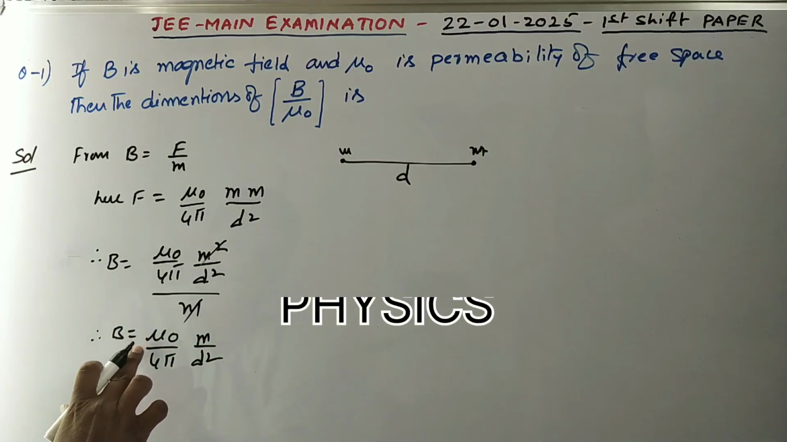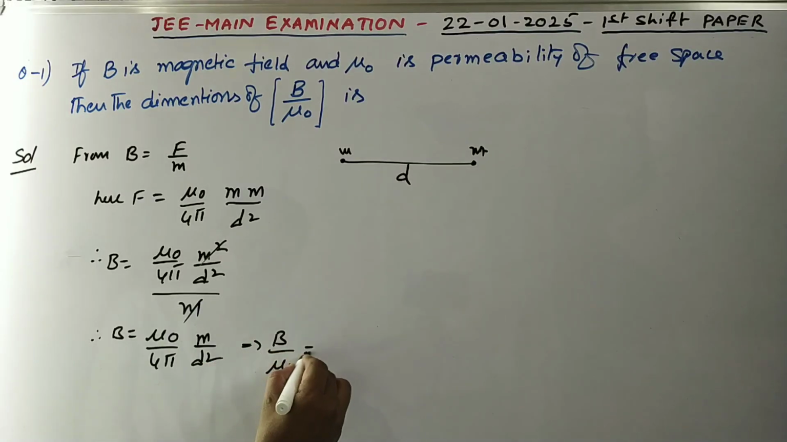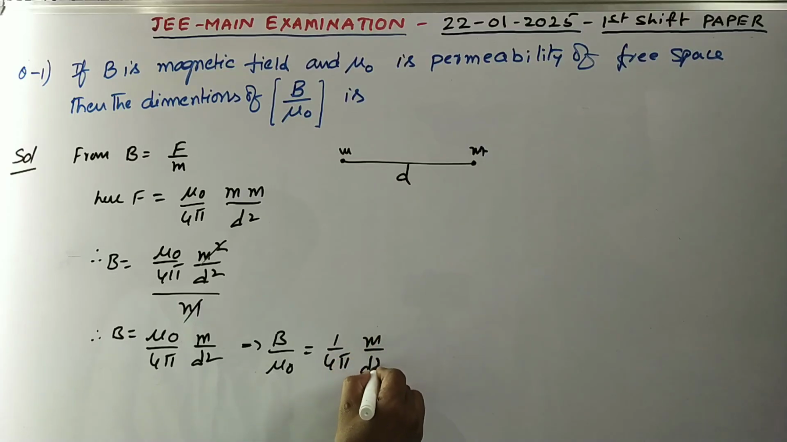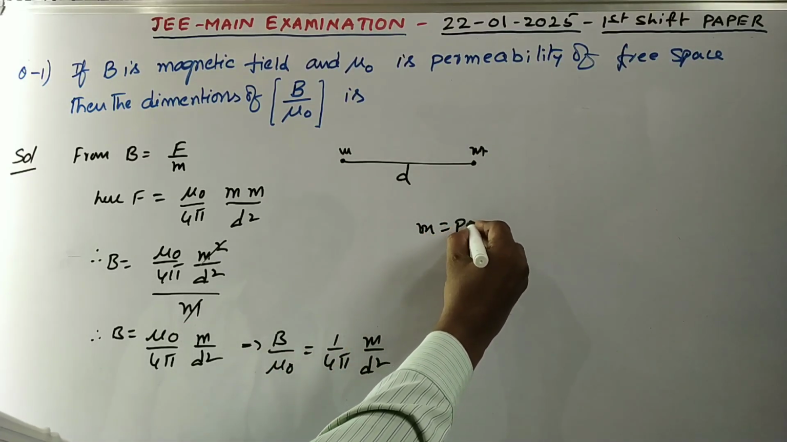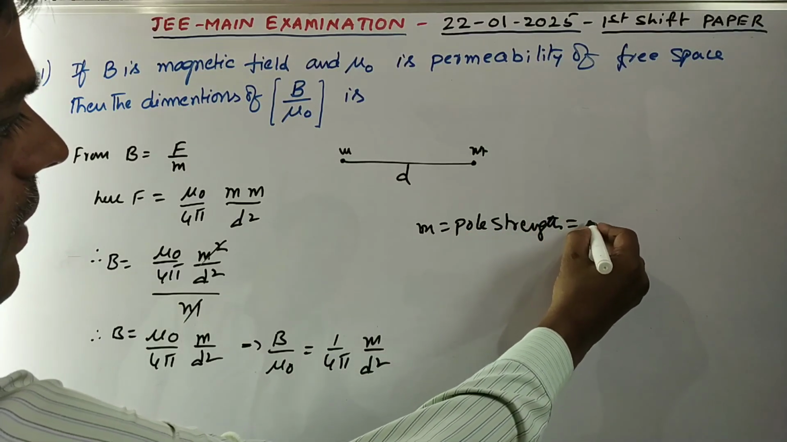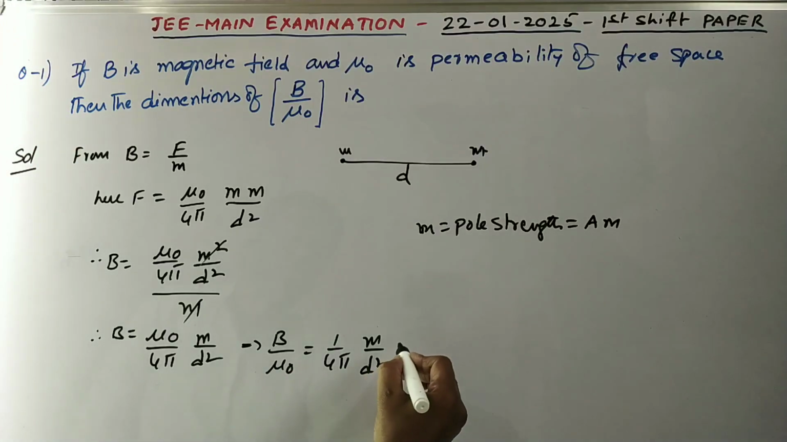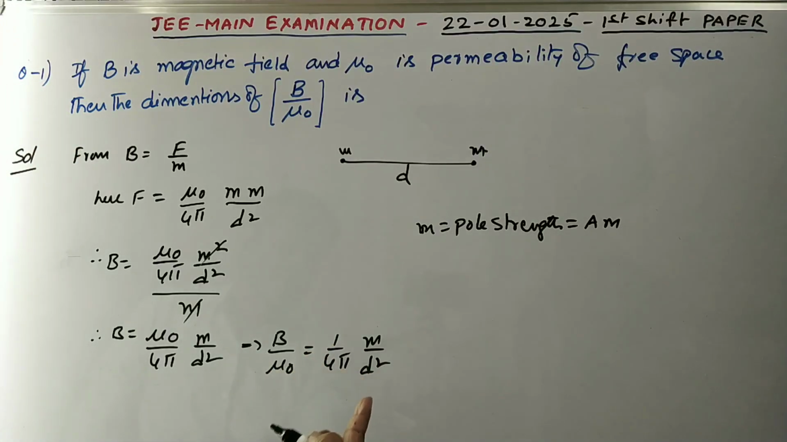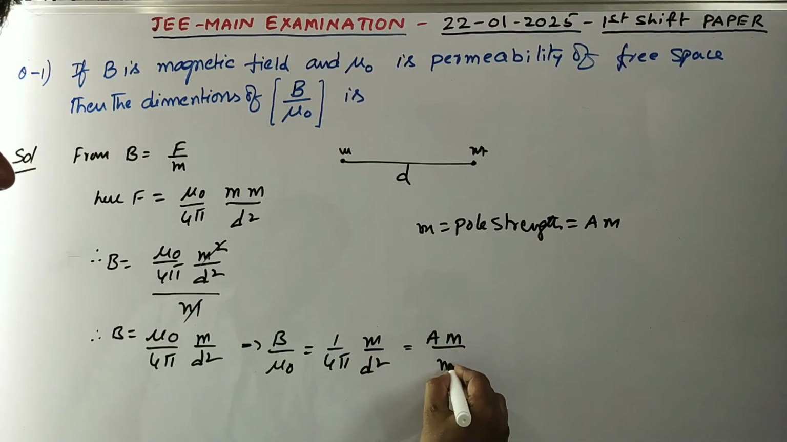Now mu naught is brought to this side. That implies B by mu naught is equal to what? 1 by 4 pi into m by d square. Here, m is equal to what? Pole strength of a magnet. Its units are ampere meter. So 1 by 4 pi doesn't have any dimension. So m is ampere meter, and distance d is meter square.